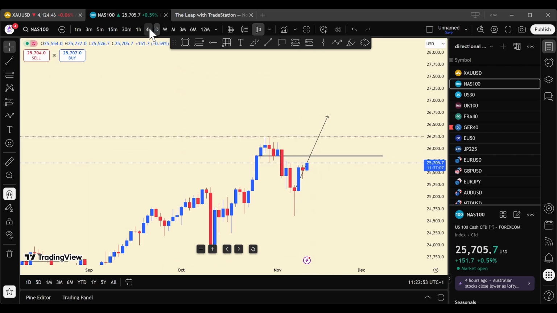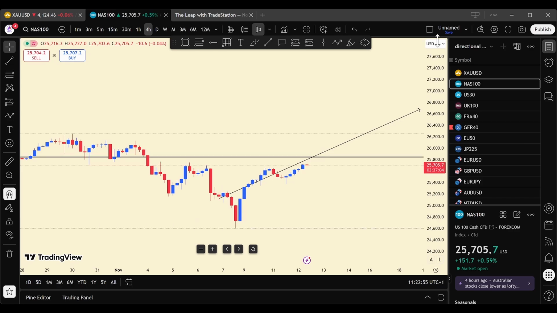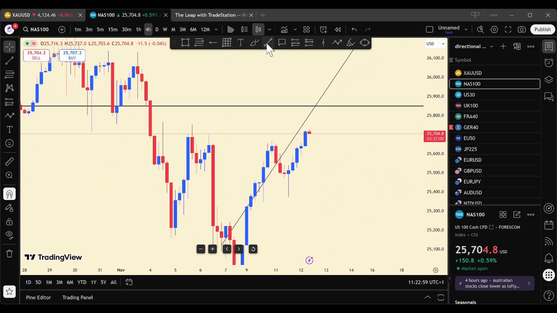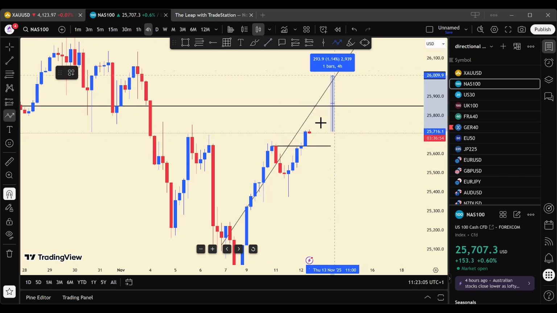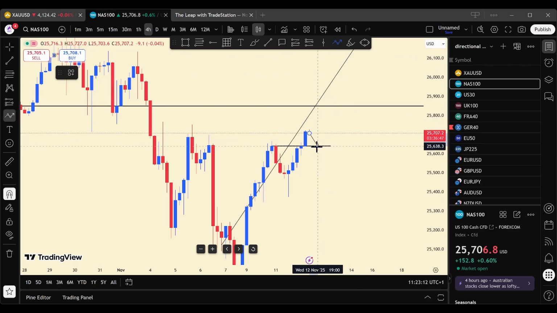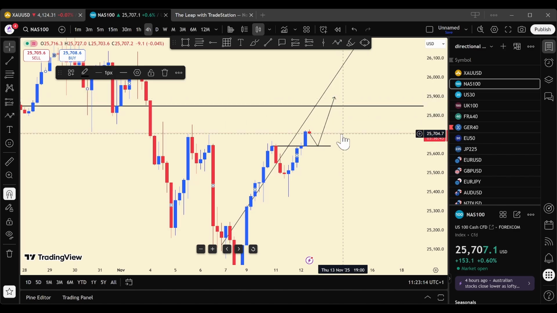So how do we approach that level? If price can give me a trade down here, if you can get a trade back down, you can push it up.